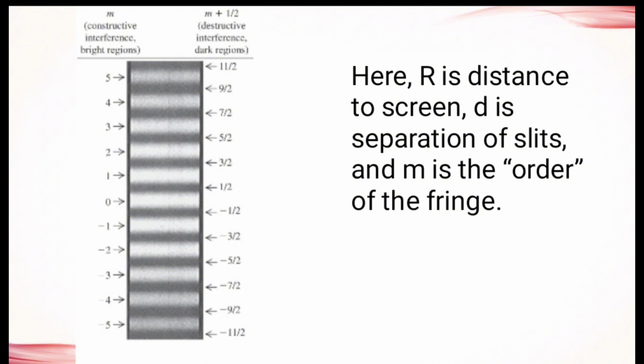At the bright regions, we have the origin of 0. When it goes up, M is positive, and when it goes down, M is negative. In the dark regions, it has the origin of 1/2, and when it goes up, it is positive, and when it goes down, it is negative.